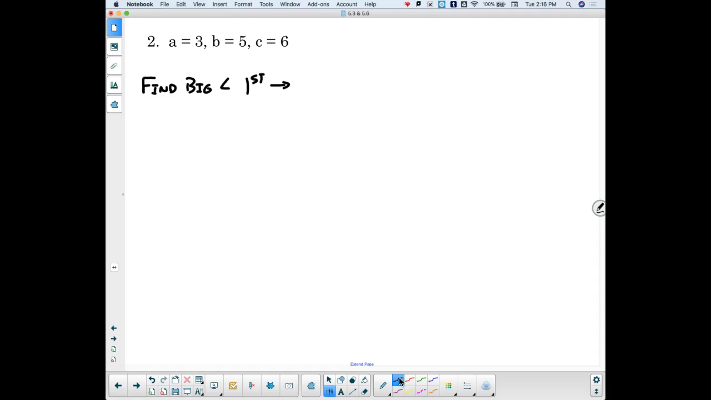Why angle C? Because that's the longest side. Exactly. Okay? In a triangle, the biggest angle is opposite the longest side. The smallest angle is opposite the shortest side. So in this case, 6 is the longest side, so angle C is my biggest angle. So on those three formulas that we just wrote down, I'm going to utilize the third one. The cosine of angle C is going to be A squared plus B squared minus C squared all over 2AB.